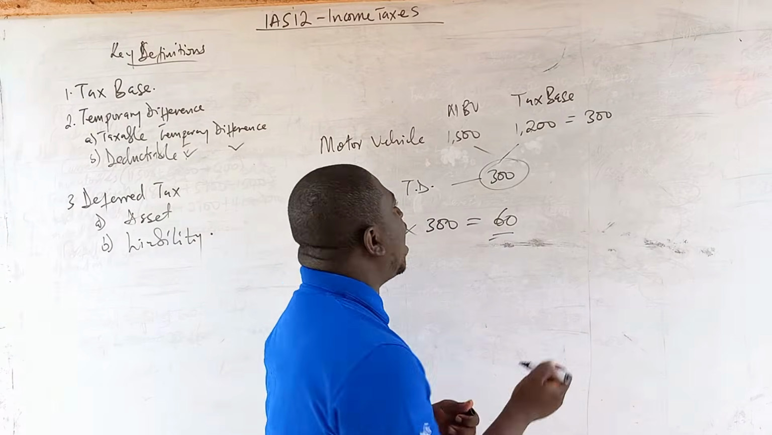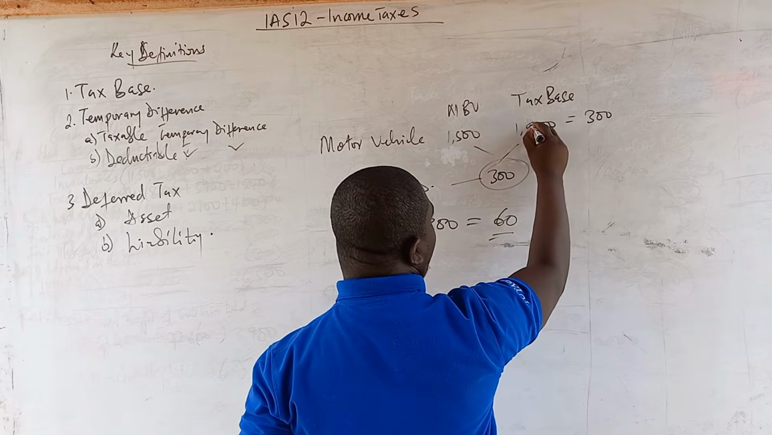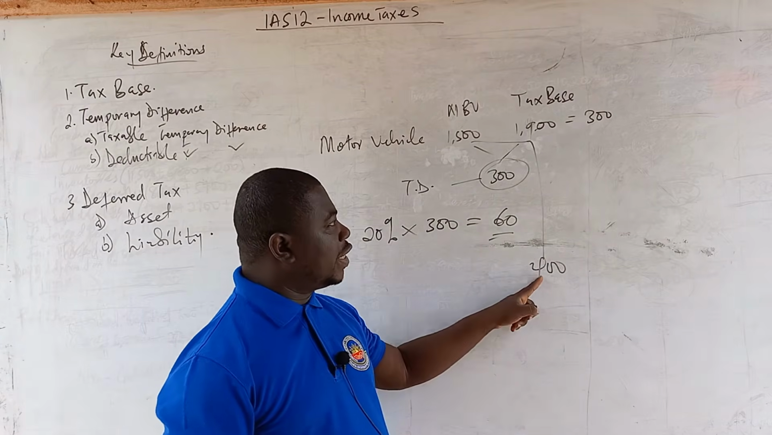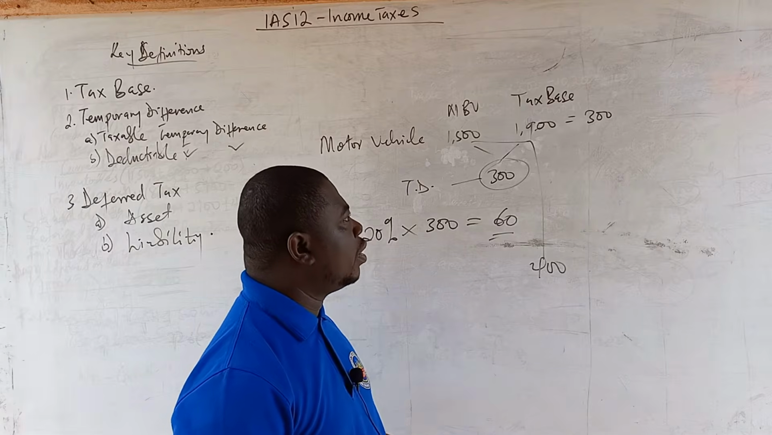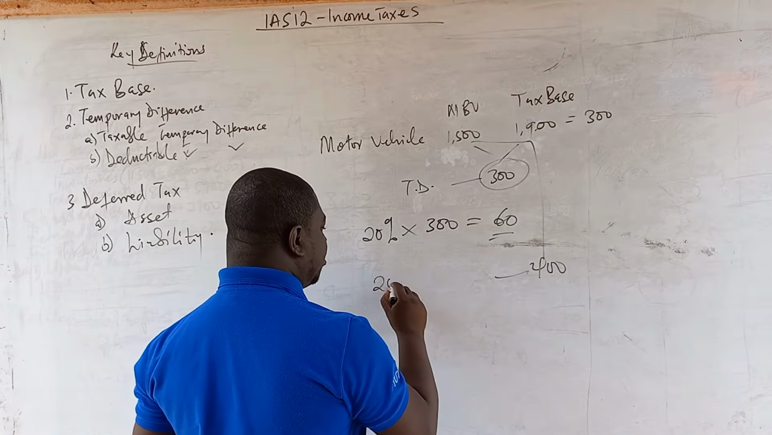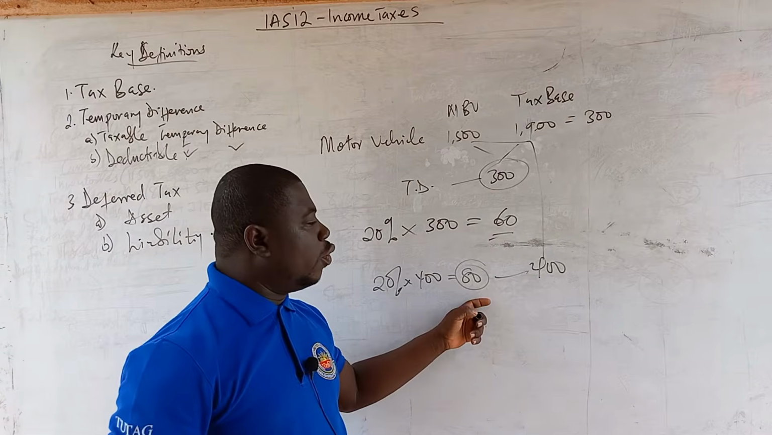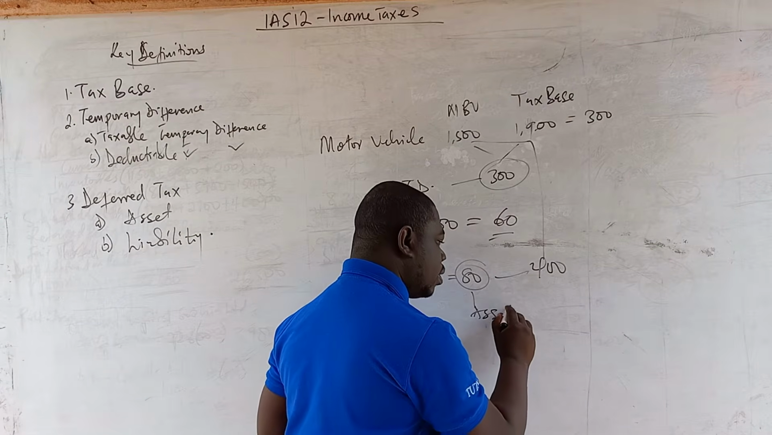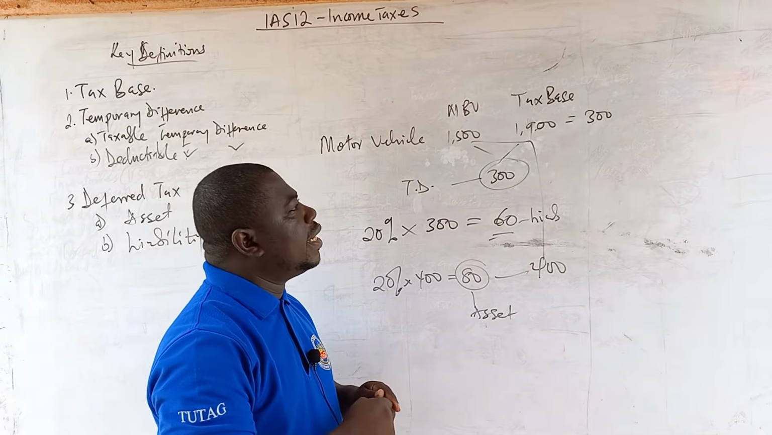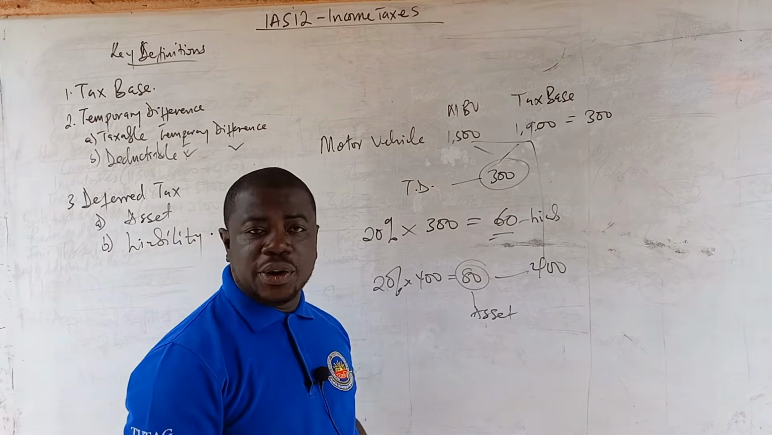base. However, assuming we had the tax base of 1,800 or 1,900, that is going to give us a temporary difference of 400. But this temporary difference shows that the tax base is more than the carrying amount. And so 20% of this 400 would have been 80. And this 80 cedis would have been a deferred tax asset. So this is a deferred tax liability. The 80 is an asset. So please, anytime your carrying amount exceeds the tax base, the difference will be a liability.